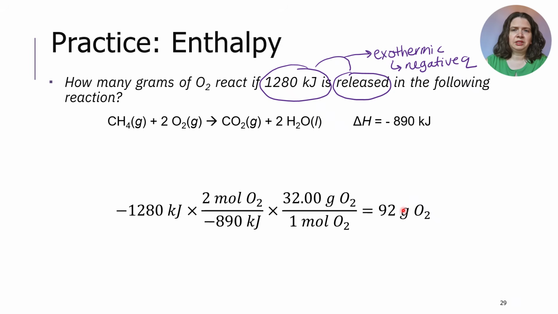Remember that masses cannot be negative. If you obtain a negative mass, it is a sign that you have mishandled the negative sign in your calculation, and you should double check your work.